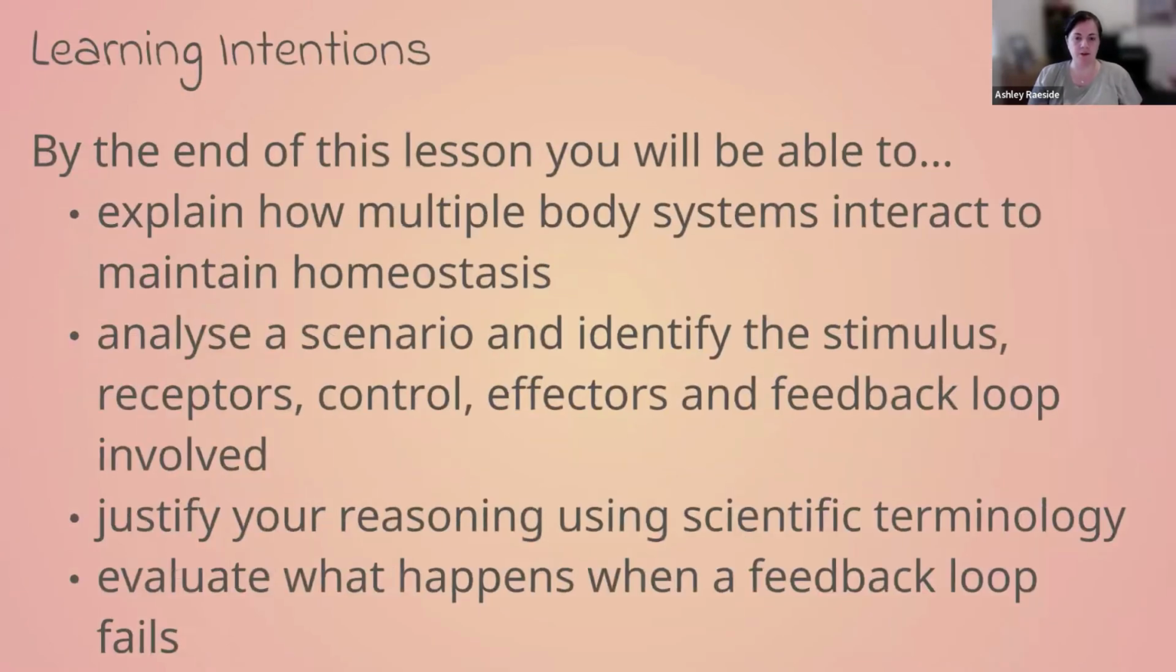So today, by the end of this lesson, you will be able to explain how multiple body systems interact to maintain homeostasis. You'll be able to analyze a scenario and identify the stimulus, receptors, control, effectors, and feedback loop involved, justify your reasoning using scientific terminology, and evaluate what happens when a feedback loop fails.